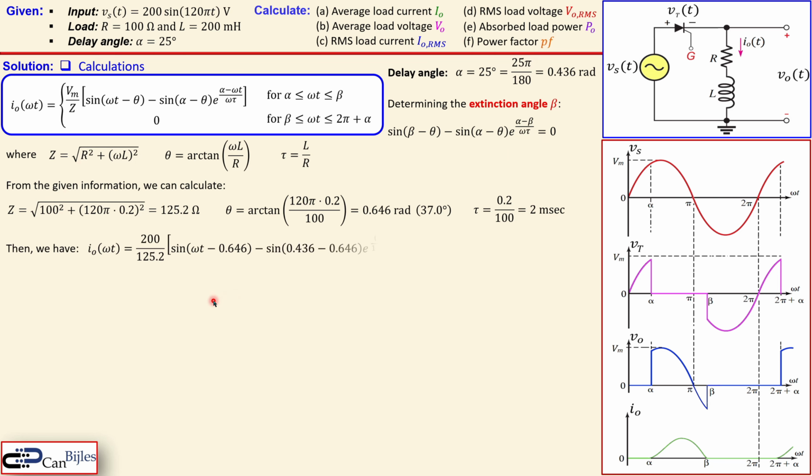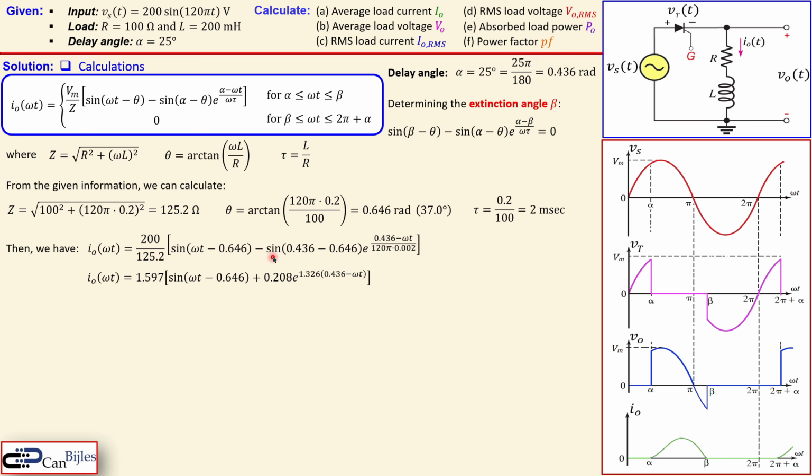So then we have the following. The complete expression for the load current is given as 200 over this impedance, times sine of omega t minus theta, minus the sine of the given alpha, because that's the delay angle, again minus theta, times e to the power of this expression, where you see alpha minus omega t, which is our variable, divided by omega times the time constant, which is shown here. Okay, now we also have this expression in a more convenient way, because we can work out this 200 over 125.2, etc.